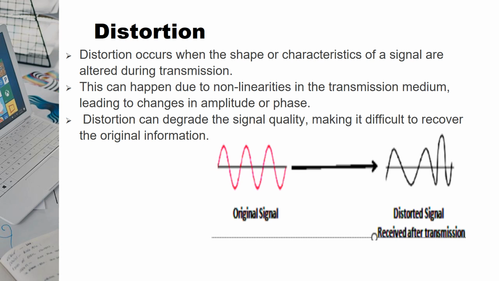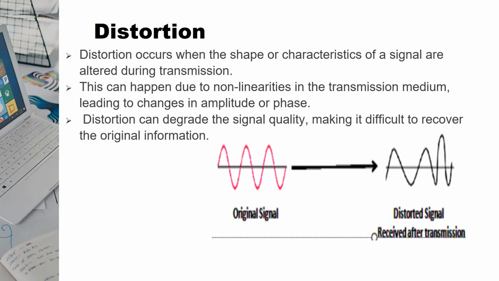And also we can talk of distortion, another signal impairment. When we're talking of distortion, it occurs when the shape of the signal changes as it travels. This can happen due to nonlinearities in the transmission media, leading to changes in amplitude or phase. And distortion can degrade the signal quality, and it makes it difficult to recover the original information. Here you can check the diagram on the screen.